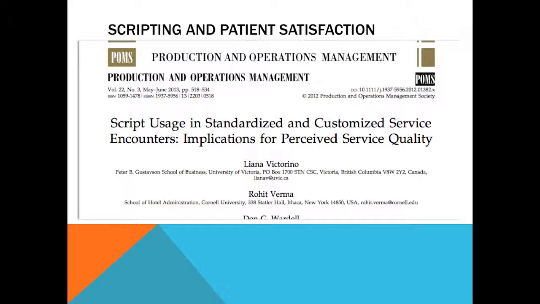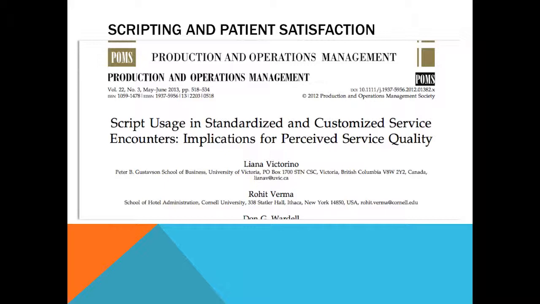Now, this article, this study, looks at the hospitality industry, hotels specifically. And to identify what a standardized and customized service encounter is, you'd think that the front desk of a hotel is a standardized service encounter. The front desk agent is doing the same thing over and over, checking people in, getting people new room keys, getting people whatever they need, that sort of thing. Standardized. They're doing the same thing over and over again.